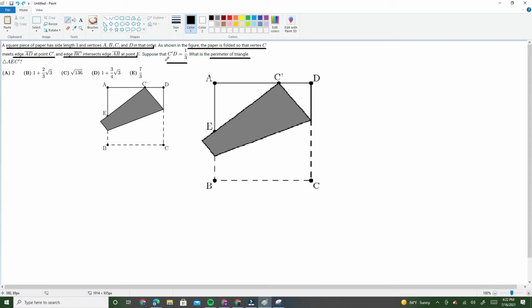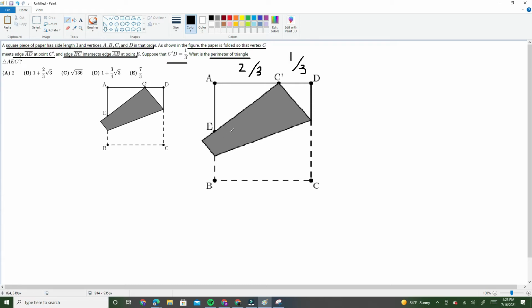So first, it tells us that C'D is 1/3, so I'm going to label that length here. Then, since it tells us that this is a square piece of paper with side length of 1, we can directly compute AC', since we know that AD, one of the side lengths of the square, is 1. So AD is 1, C'D is 1/3, AC' is 2/3. Now from here, there's not really any other lengths that we can directly label, since most of the other shape has been warped.